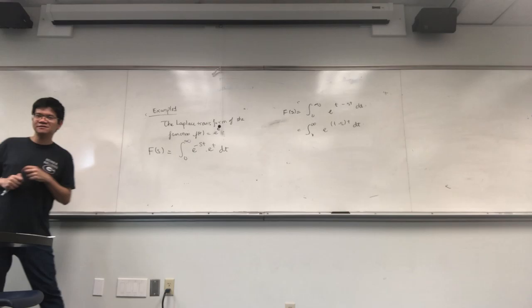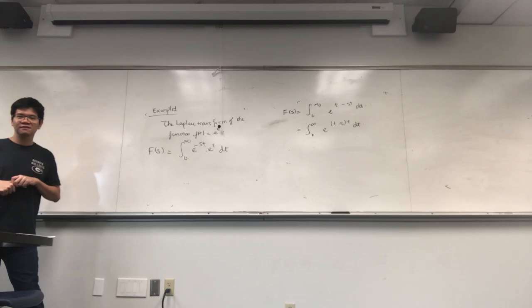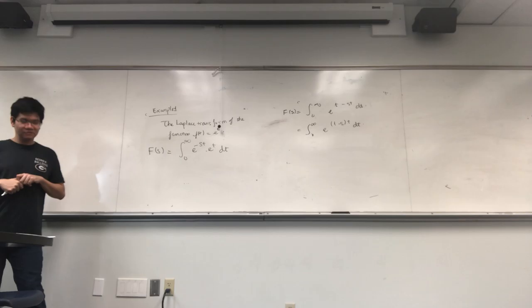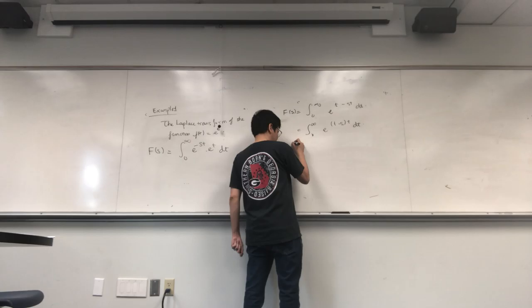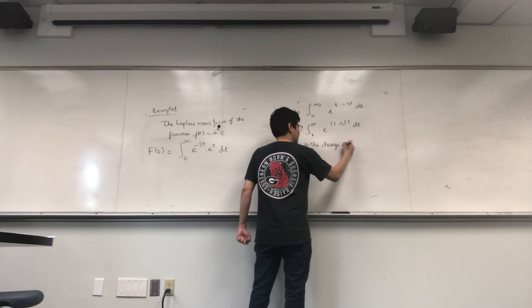Because we know that the derivative of e to the t is also e to the t, and 1 minus s we can consider a constant because we're integrating with respect to t and not with respect to s. Right. So what you do is a change of variable. So we do the change of variable.